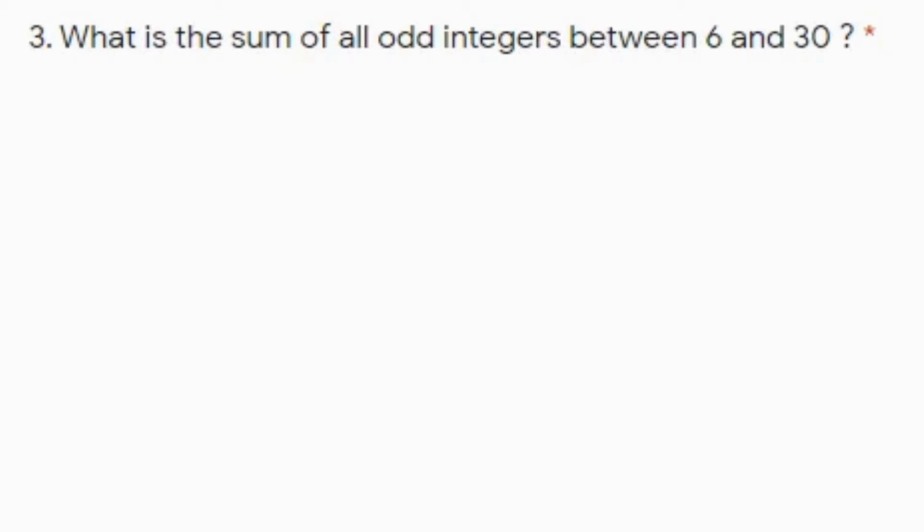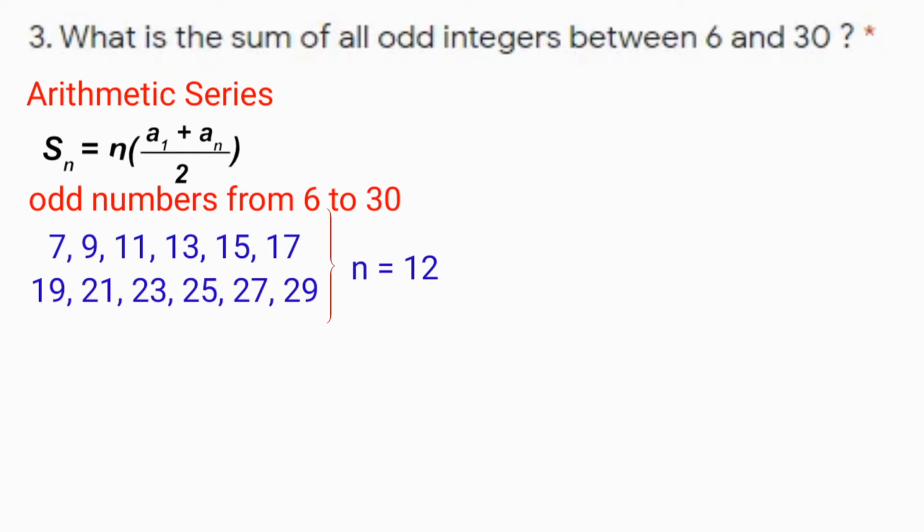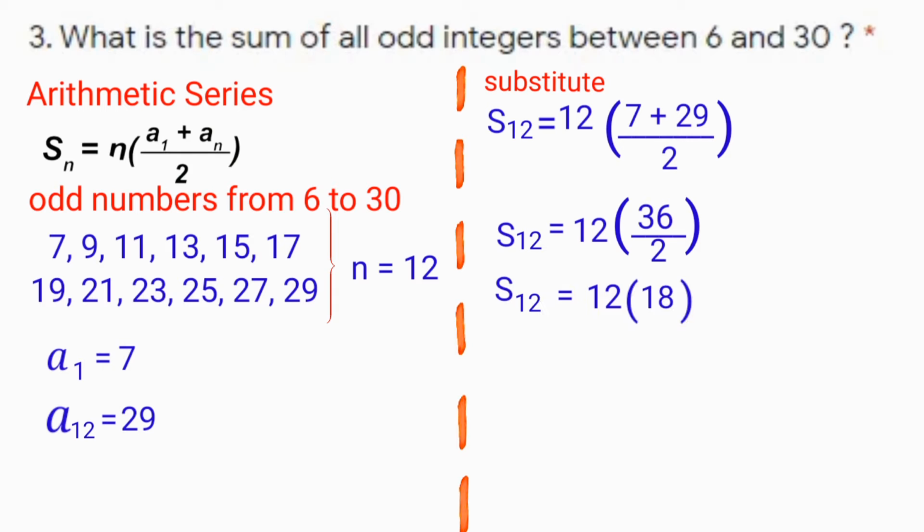What is the sum of all odd integers between 6 and 30? The formula for the sum of an arithmetic series is S sub n is equal to n times the quantity a sub 1 plus a sub n all over 2. There are 12 odd numbers from 6 to 30 as seen below. A sub 1 is 7 and a sub 12 is 29. Now substitute. S sub 12 is equal to 12 times the quantity 7 plus 29 all over 2. So S sub 12 is equal to 12 times the quantity 36 all over 2, which is equal to 12 times 18. So S sub 12 is equal to 216.